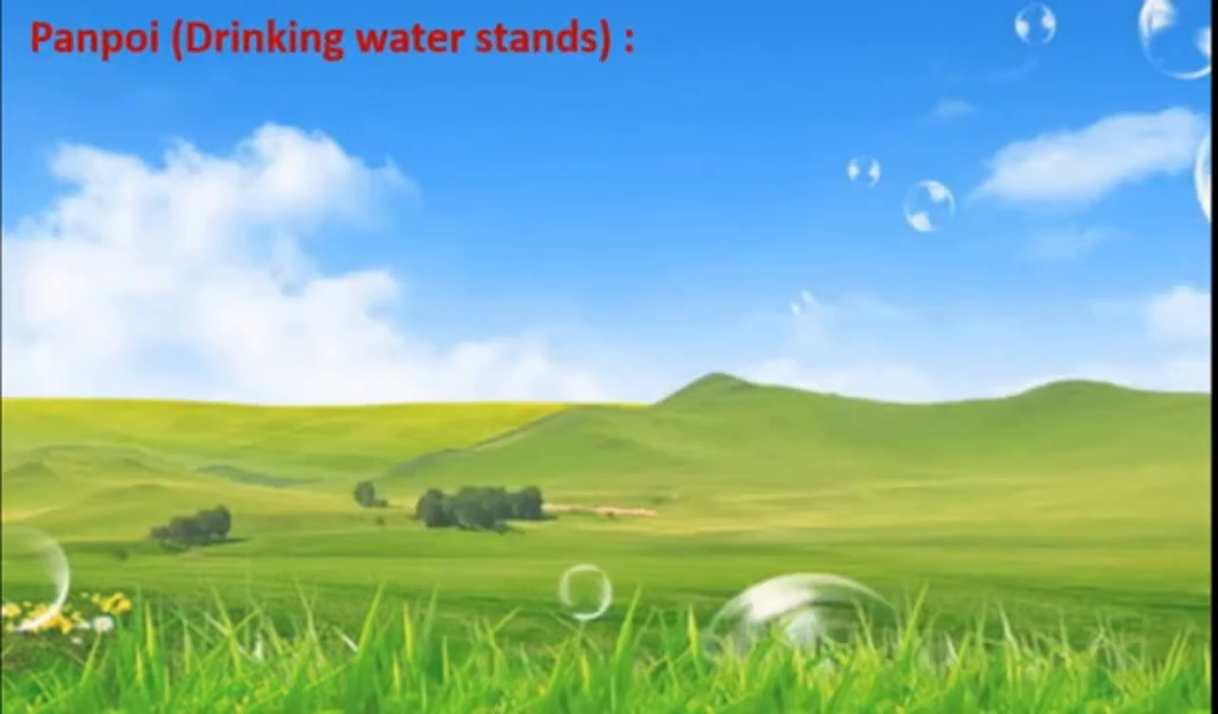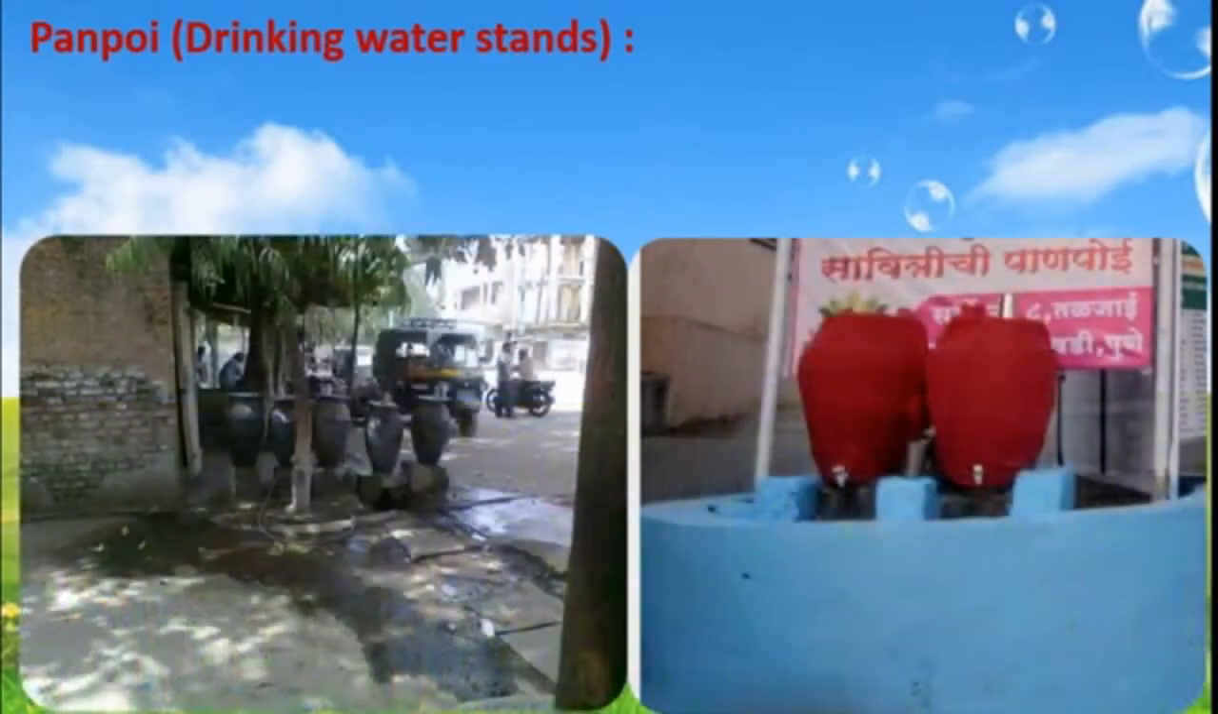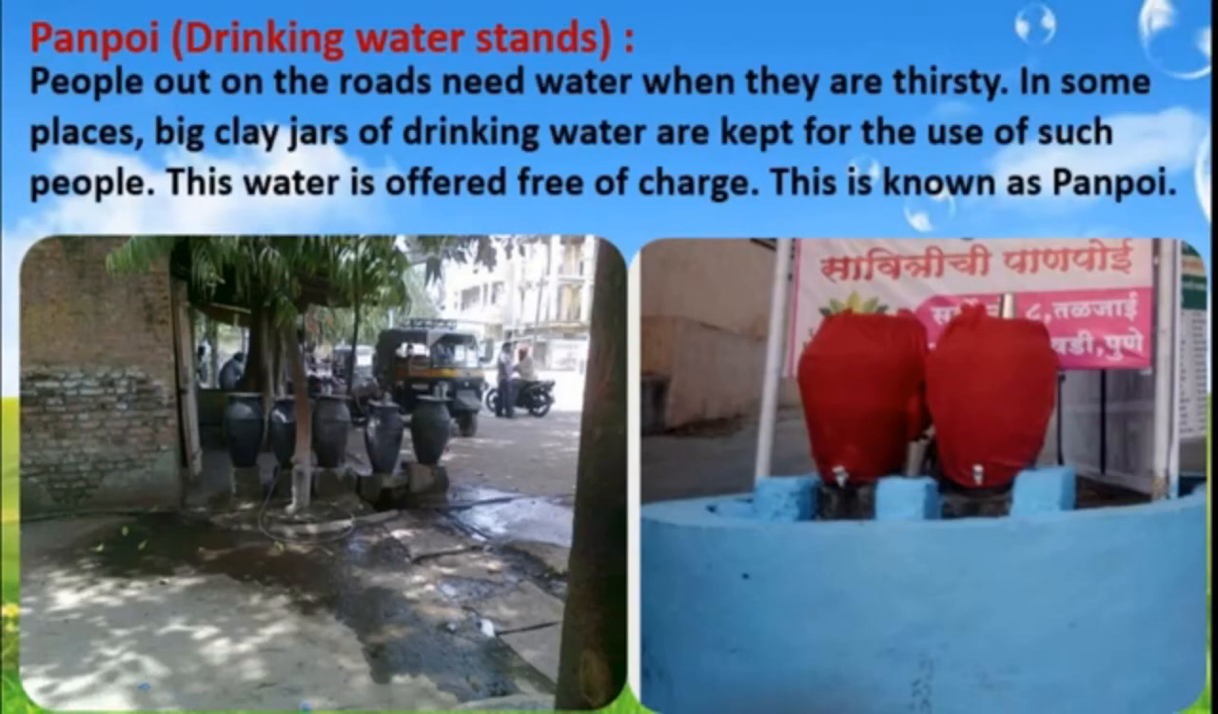Now this is one more. Pan poi means drinking water stands. You can see in the picture there are pots for drinking water. See, people out on the roads need water when they are thirsty. In some places, mostly near village places, big clay jars of drinking water are kept for the use of such people. This water is offered free of charge.